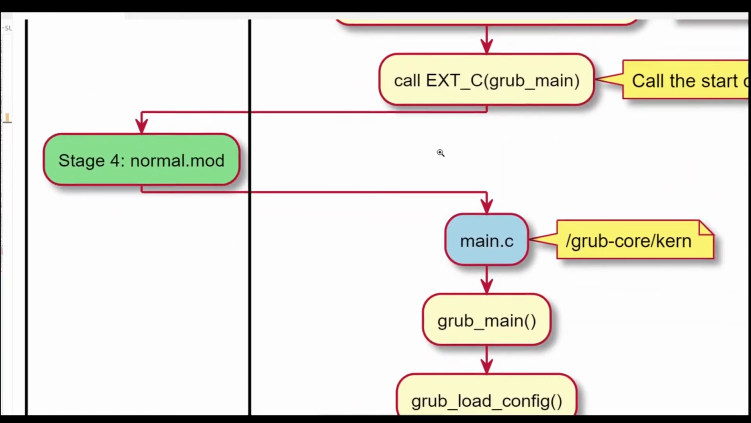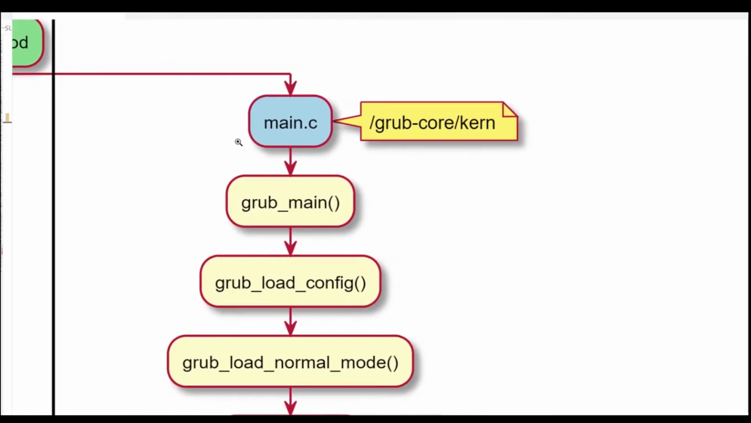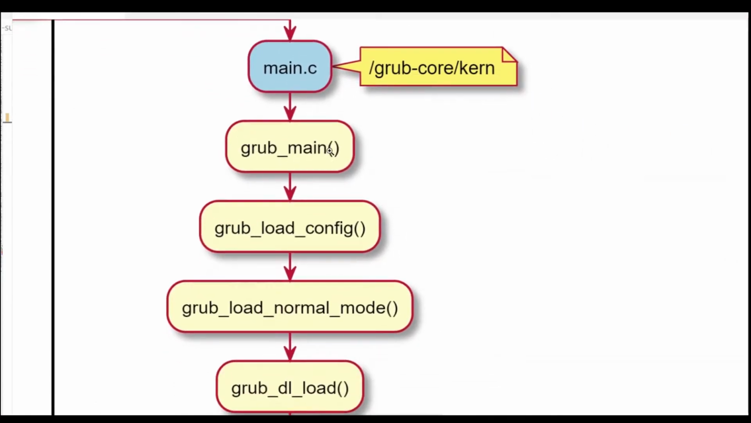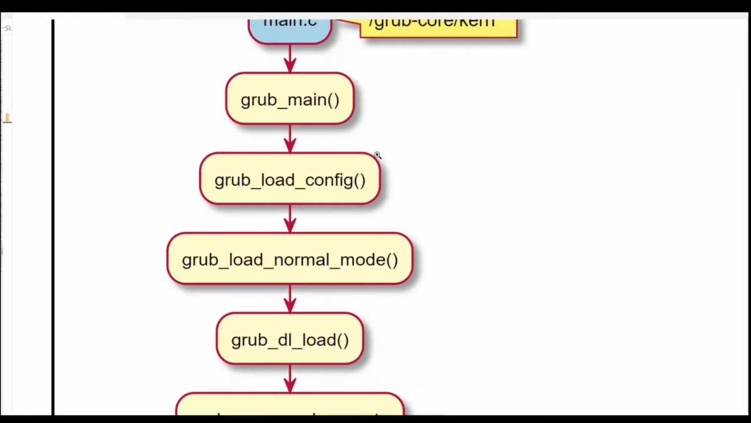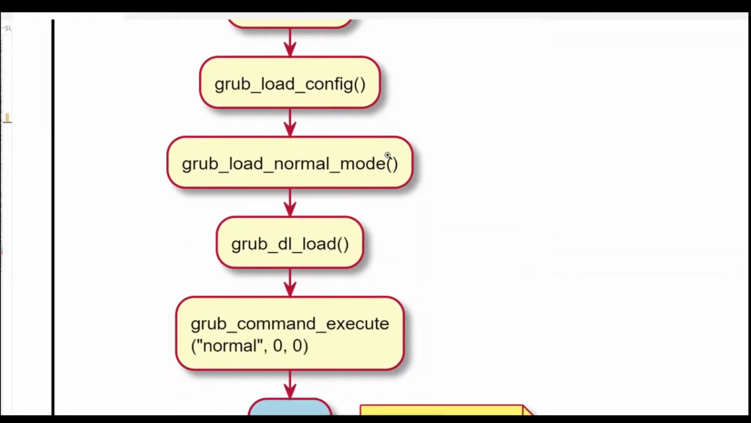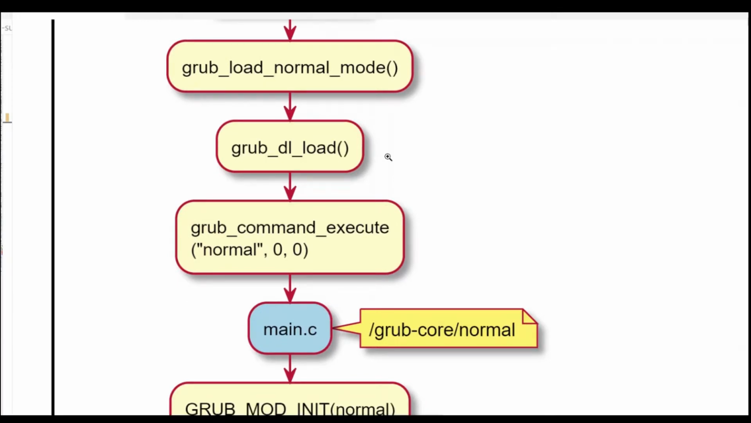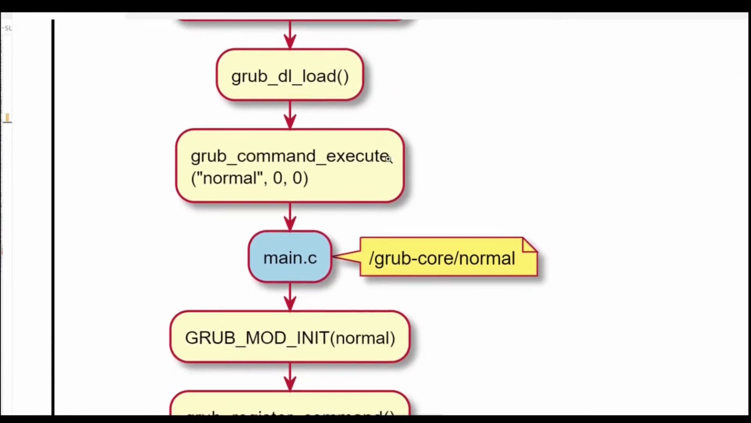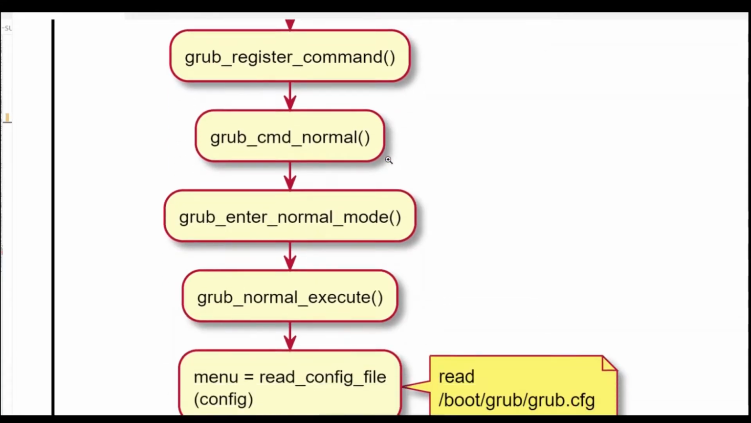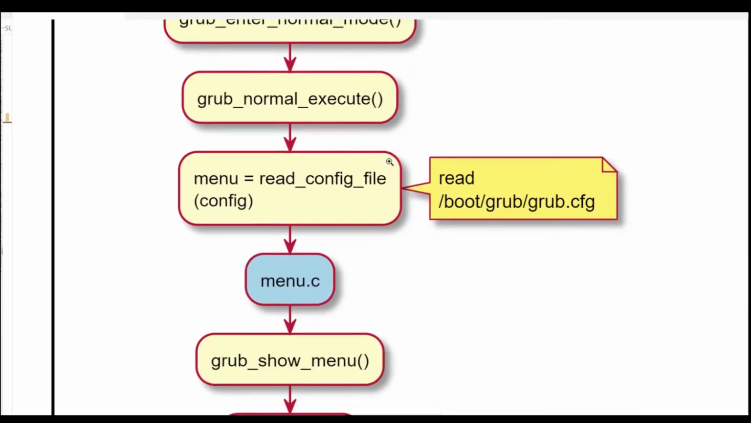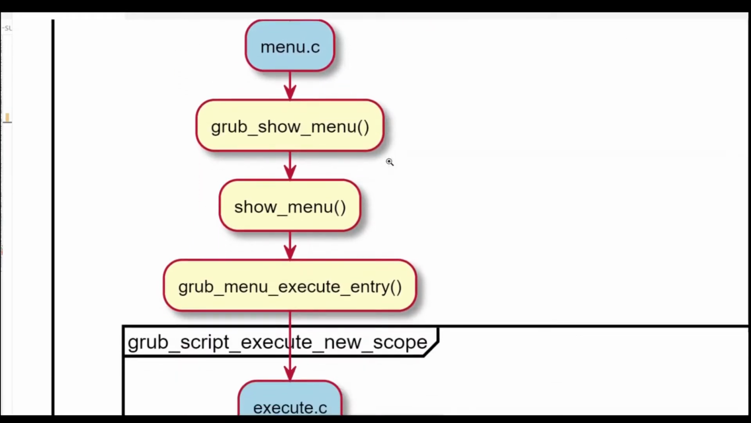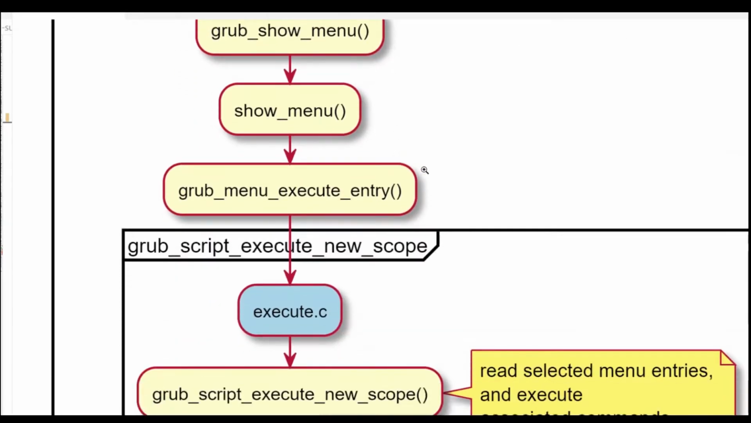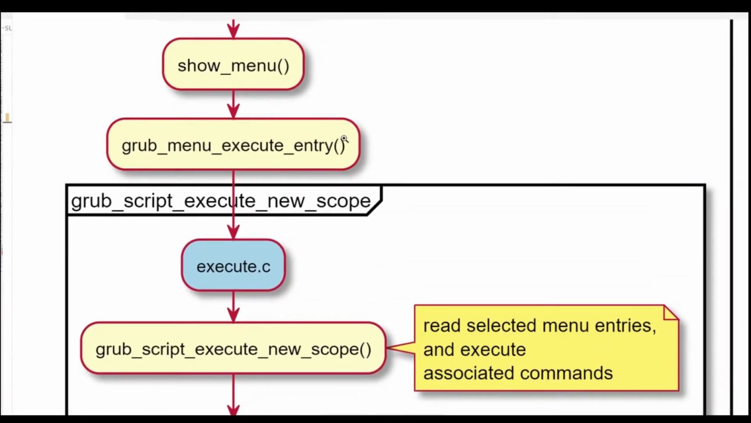Stage 4 with normal.mod starts with grub main function in main.c under kernel folder. It calls grub load config and grub load normal mode function. The grub command normal is the next command to be executed. It's registered in main.c under normal folder. After loading grub config file, menu is displayed by show menu function, and menu entries are executed by grub menu execute entry in menu.c file.